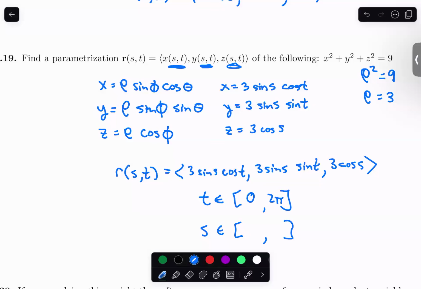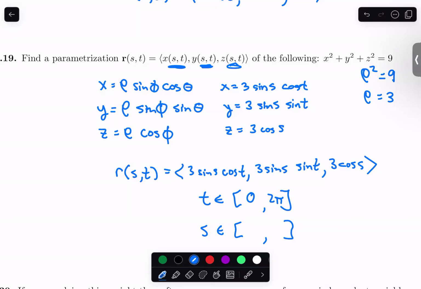What if I had said all of this the same, but find the parameterization of the x squared plus y squared plus z squared equals 9 that lies in the first octant? If I was to add in those words, still the sphere and all that sort of stuff, but lies in the first octant, what would my bounds for t be in that case? Yeah?